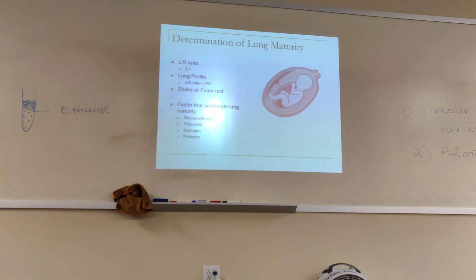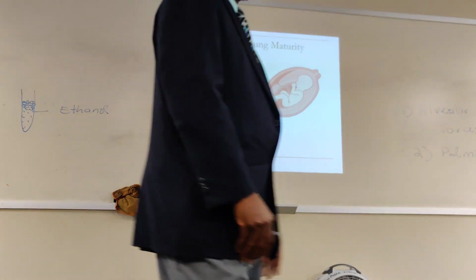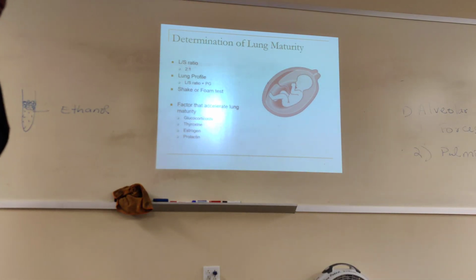One of the things that we can do is we give the mother a steroid, a corticosteroid. The steroid will cross the placenta and then accelerate the baby's lung maturity. Okay?